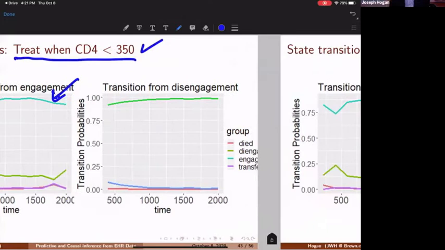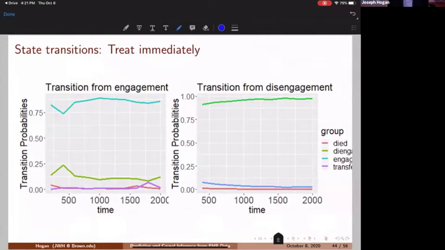And under treat immediately, when we do the simulation of outcomes under that particular dynamic regime, we find that it's still the highest risk period, but the effect is blunted. So I'll just leave it at that for now.